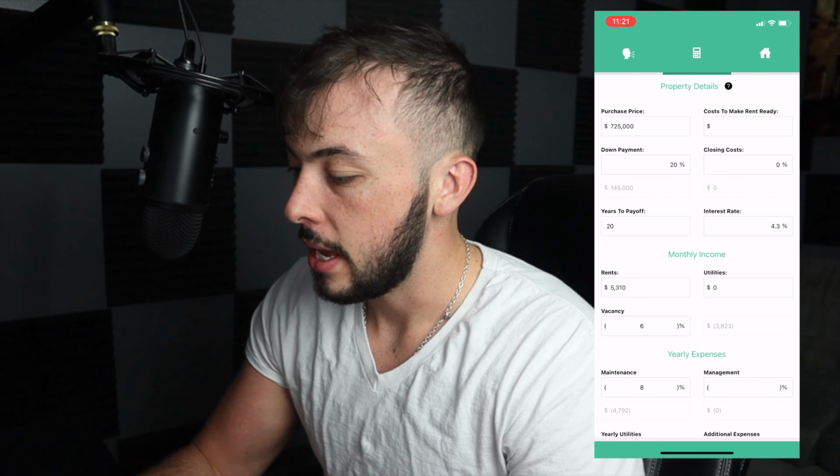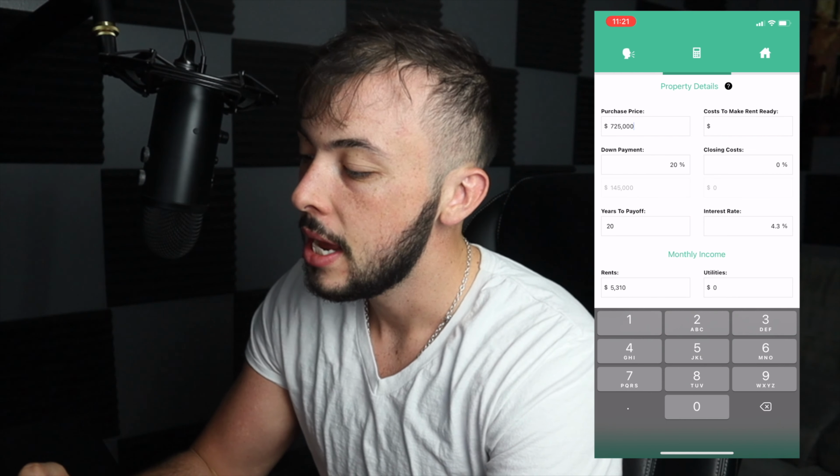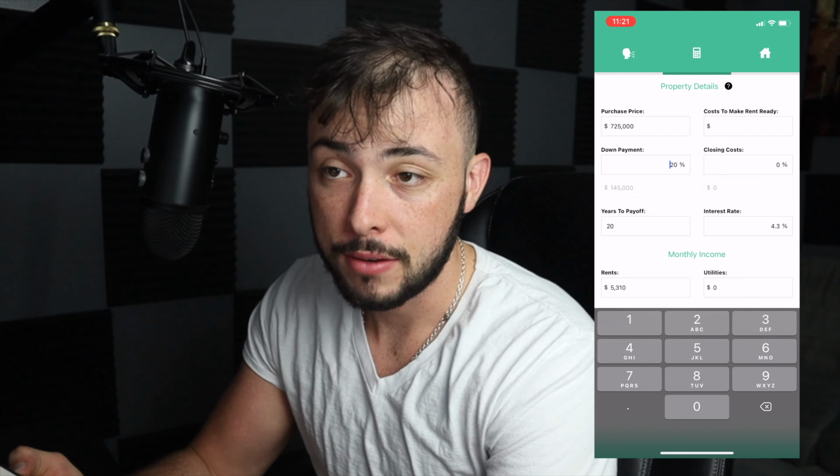So what I'm going to do is I'm going to jump into my screen here. I'm just going to screen record this on my phone, and I'm going to talk you through a little bit as to what I originally saw and what I'm expecting to see. So right now we are in my phone, and you can see here the purchase price is $725,000. The down payment is 20% for this property.